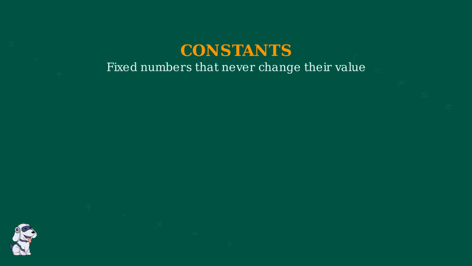Now let's look at constants. Constants are fixed numbers that never change their value. They are the actual numerical values in our algebraic expressions. Examples of constants include positive numbers like 2 and 5, negative numbers like -3, and even special numbers like pi. These values remain the same no matter what.